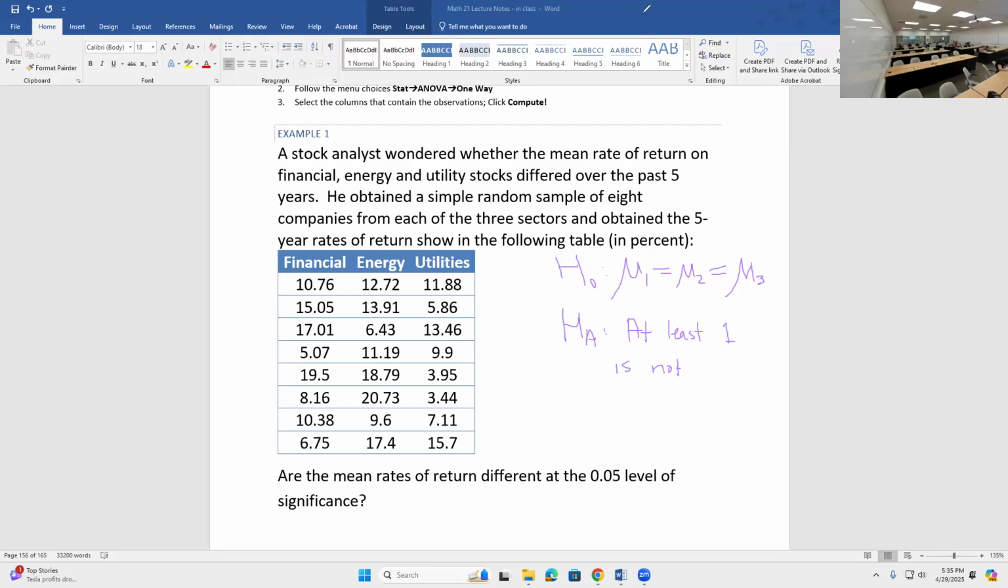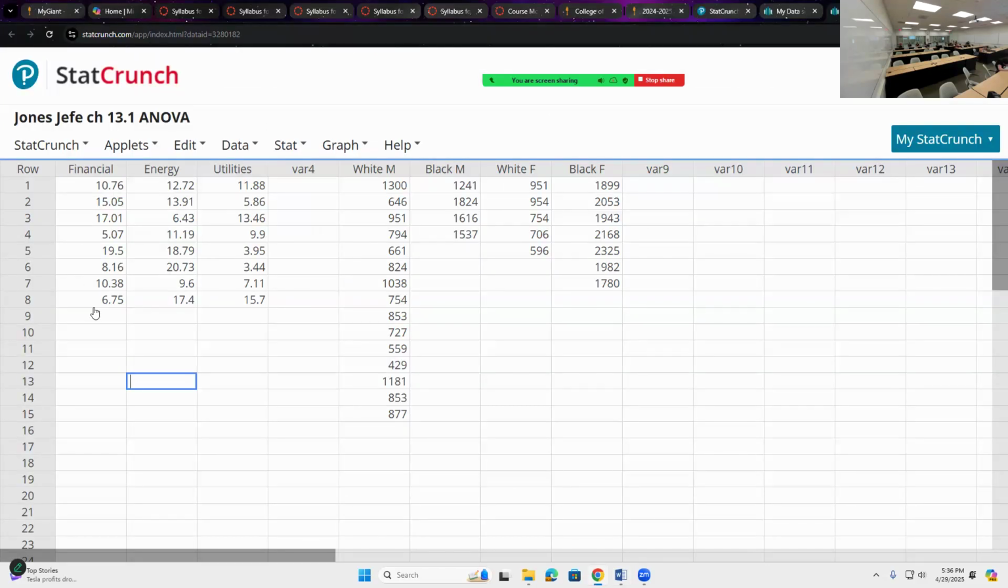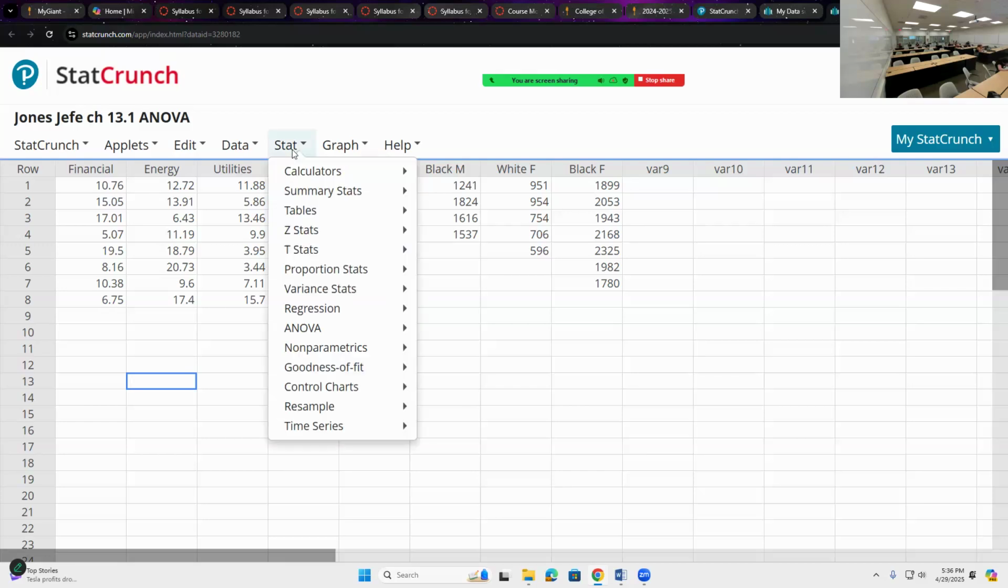Alright, so. Clear that, we're gonna go over to StatCrunch, where it is already loaded. I have the financial, energy, and utility stocks loaded up. We've also got another problem that we're gonna do right there. We're gonna go Stats, ANOVA, One Way.